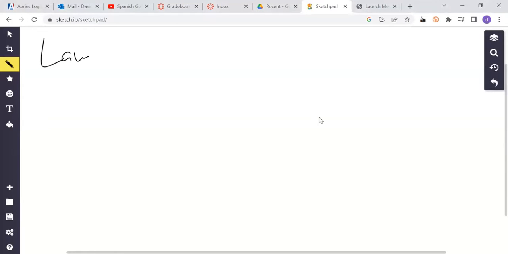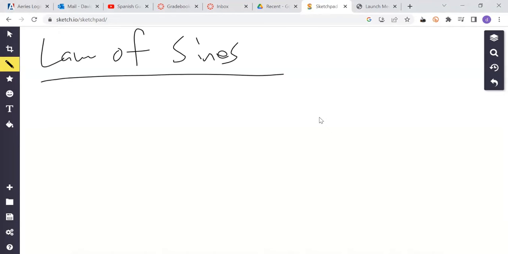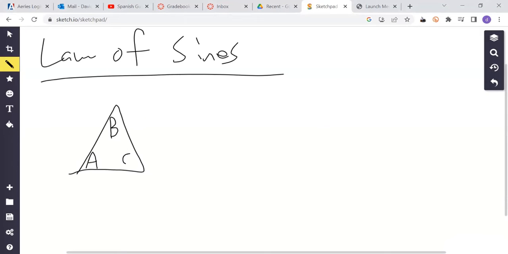Let's look at the law of sines. Okay. So let's say we have a triangle, and let's suppose that we call this A, we call this B, and we call that angle C. And then what we do is across from A, we have little a.